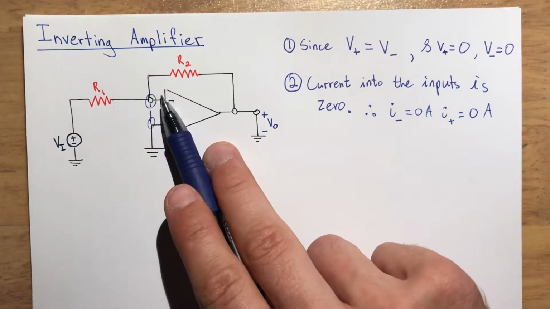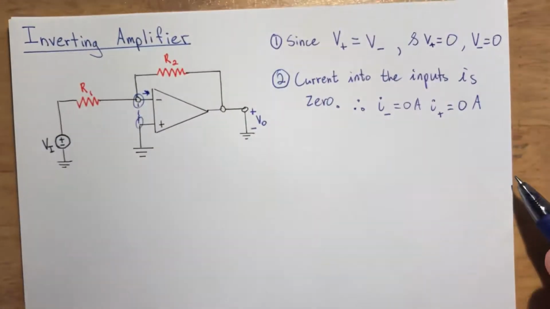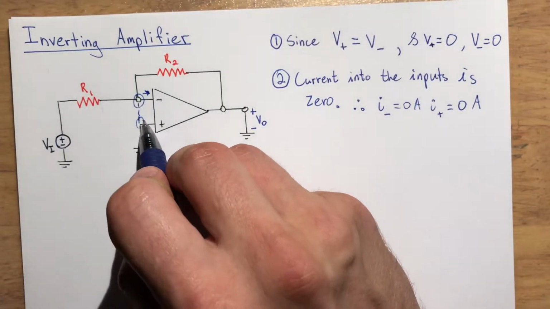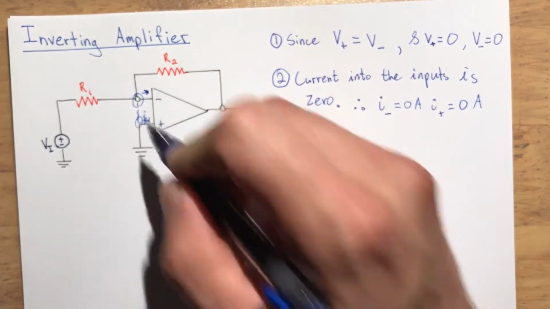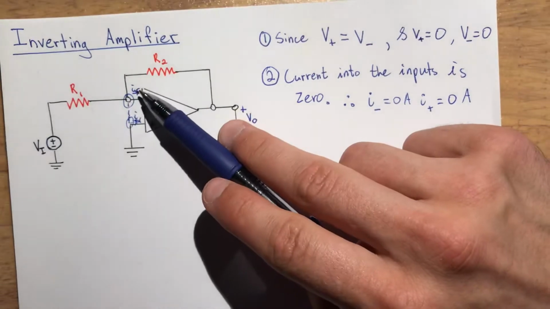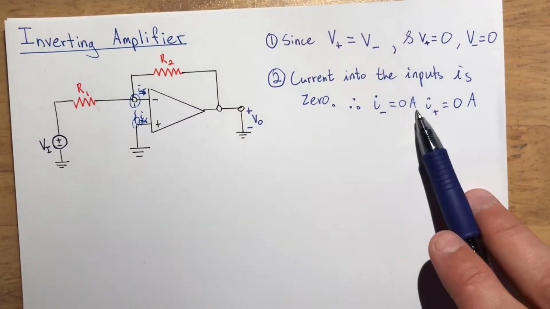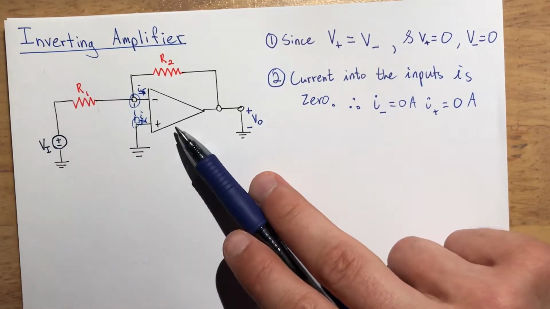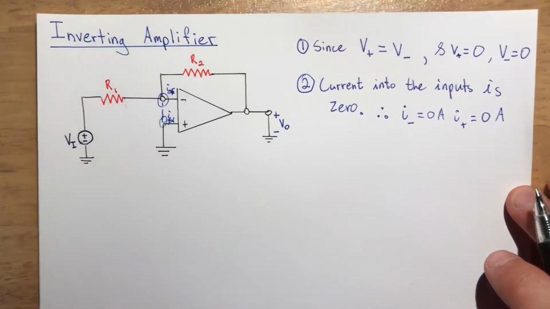So the current into here and the current into there, both of these currents into here are 0. And I wrote amps here, right? This is going to be really important. So let's start our analysis.